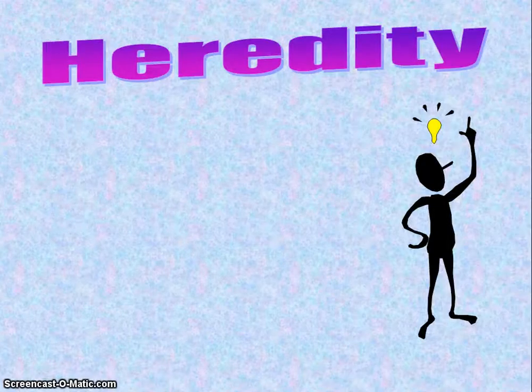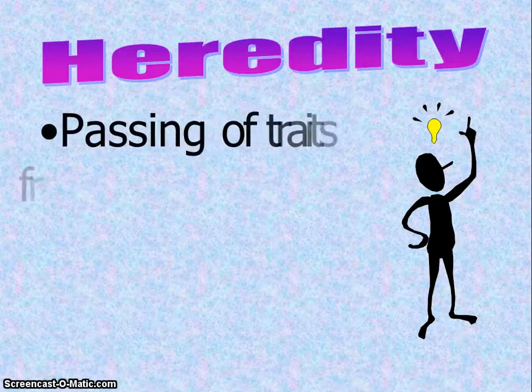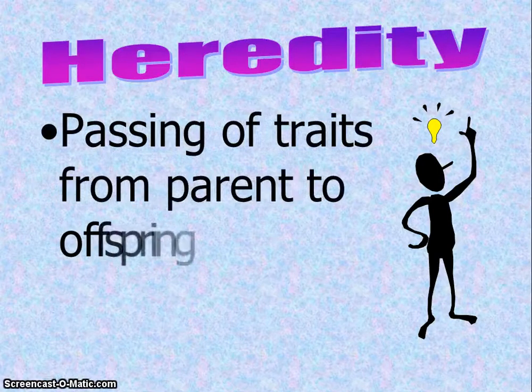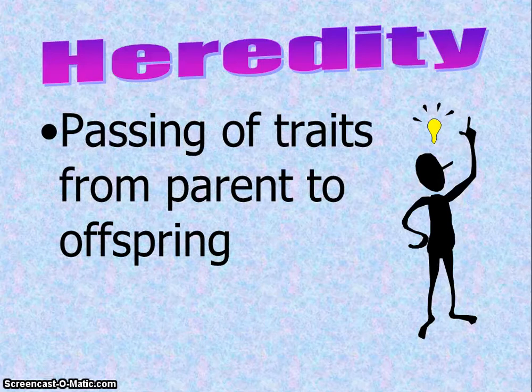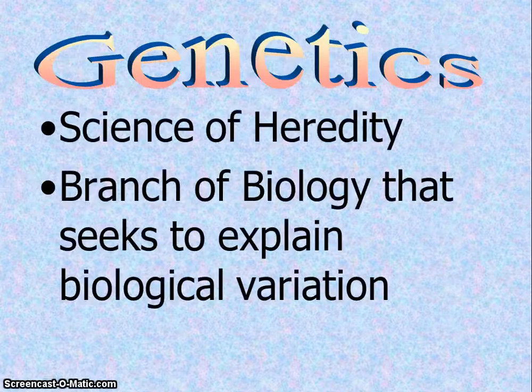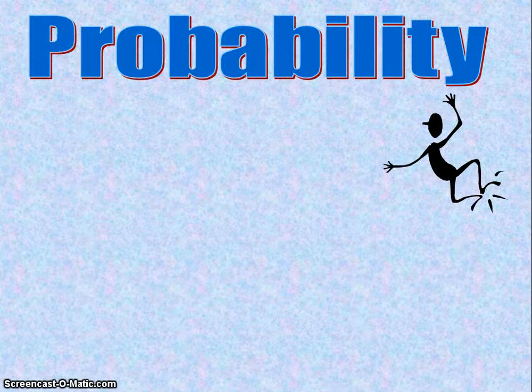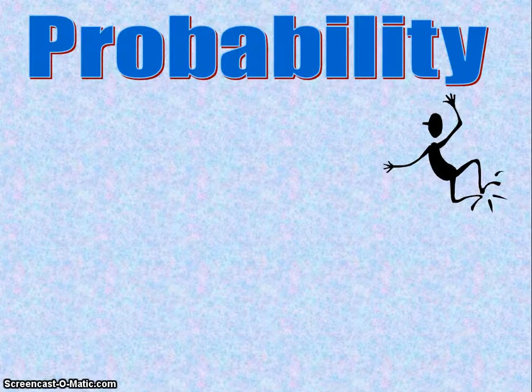Okay, so we will focus in a little bit more on him, but first we need to learn what heredity is. Heredity is pretty much the passing of traits from parents to offspring. Okay, so genetics is the science of heredity, and it does explain the biological variation that does exist in our world. Okay, and all of the things that we're going to learn about deal with probability.